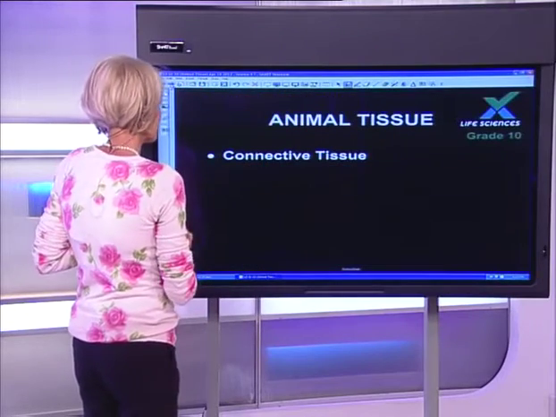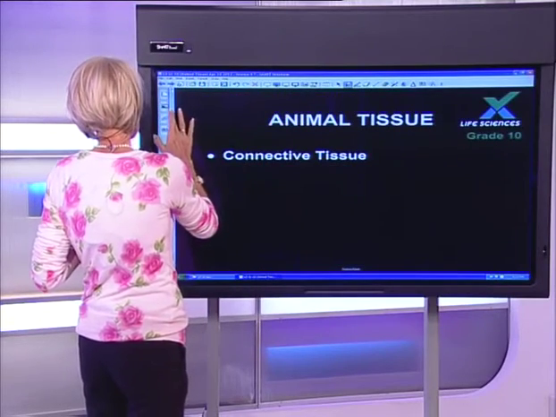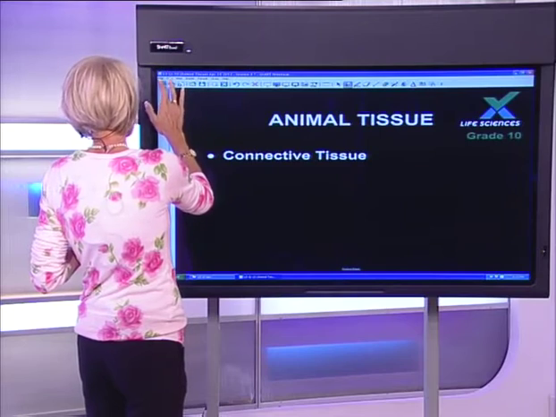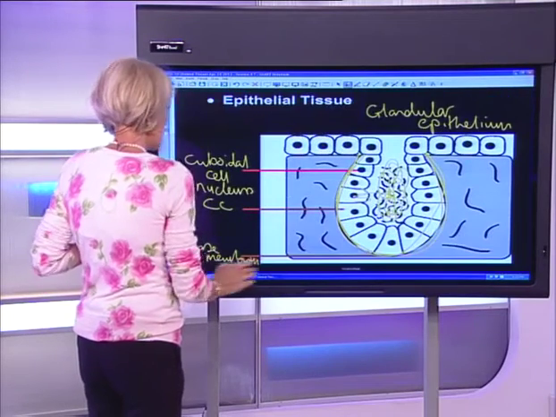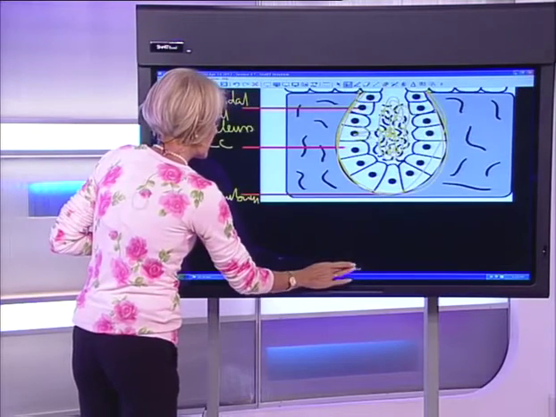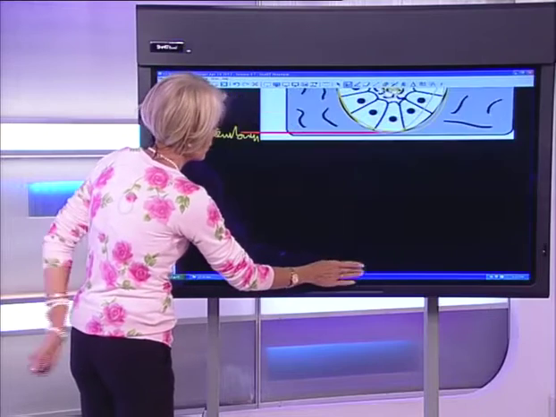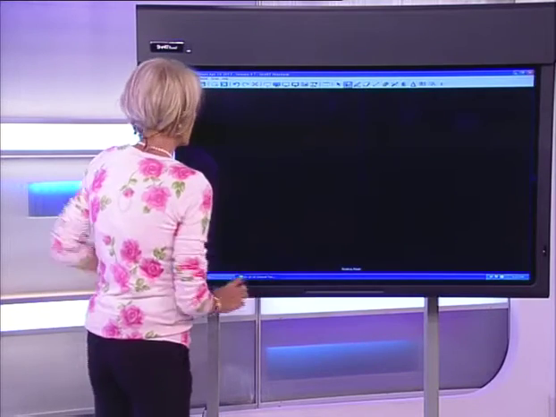Next cell. Okay, now we go on to connective tissue. What we did do there, let me just add this, is clearly when they did the transfer from my PowerPoint, they didn't put in the cuboidal cell.